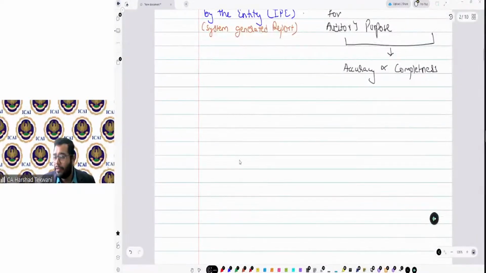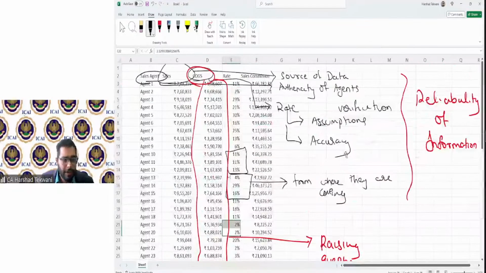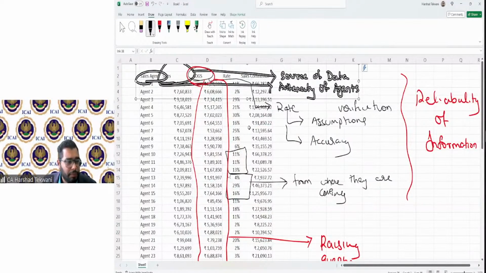Now, let's say, for example, this particular example I have taken. Let me revert it back to the original calculation.